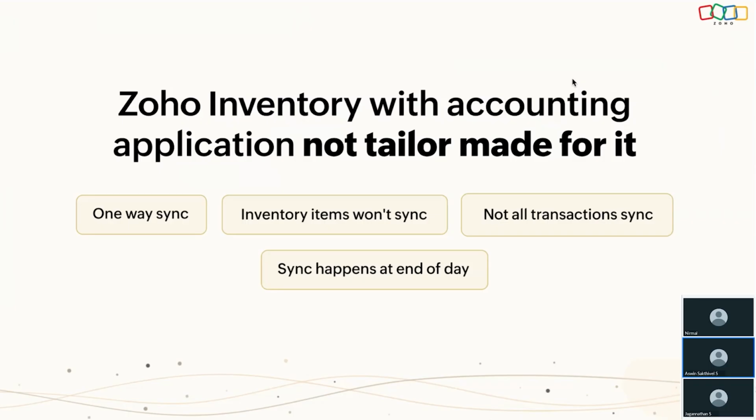And then inventory items not syncing. Another big issue is that inventory items themselves won't sync. When you add new products or update existing ones in Zoho Inventory, those changes don't automatically reflect in QuickBooks. This means, again, extra manual entries and potential mistakes.